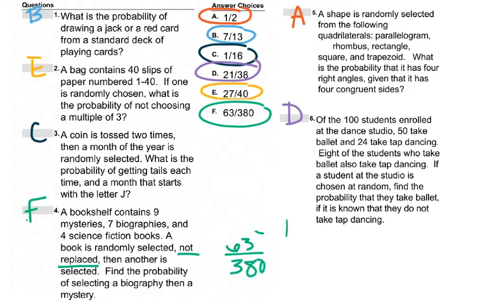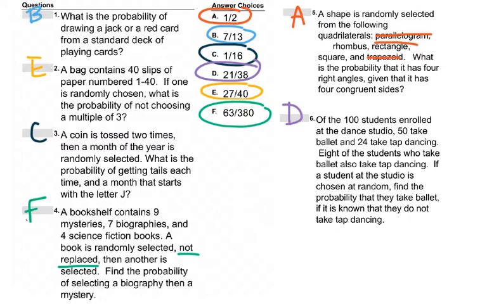Okay, so now let's do number 5. A shape is randomly selected from the following quadrilaterals. They got parallelograms, a rhombus, rectangle, square, and trapezoid. Let me get a red pen. What is the probability that it has 4 right angles given that it has 4 congruent sides? So out of all of these, the ones that have congruent sides, parallelograms do not, a rhombus does, a rectangle does not, a square does not, a trapezoid does not. So there's only 2 out of that whole list that have congruent sides, and out of a rhombus and a square, only 1 of them have right angles. So that's how you get 1/2.